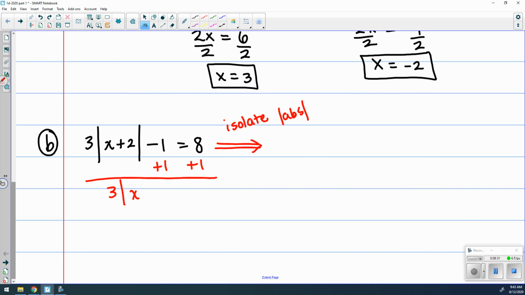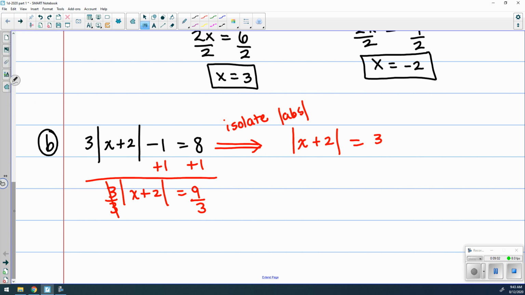I'm doing this one step at a time. 3 is being multiplied by the absolute value junk. So undoing multiplication with division, divide both sides by 3. Okay, so here we go. Now I have the absolute value of x plus 2 is equal to 3. Okay, we've isolated the absolute value bars, and now we're down to a problem just like problem A, where we need to consider the high side and the low side.